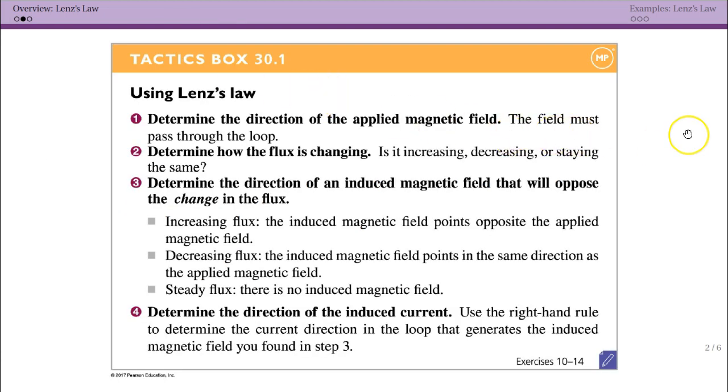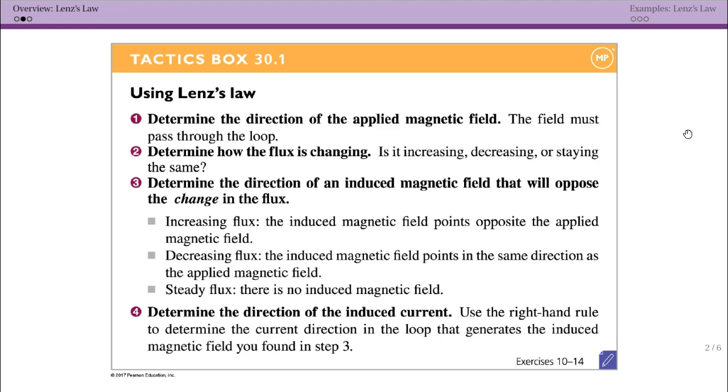So Lenz's law. First, I'm going to explain it, and then we're going to go through it. This is one of the most challenging concepts to get. There's really no math here. There's not a calculation with Lenz's law. So you should be ready to do this for the TBL quiz because it's purely conceptual. However, there are literally 4 steps to go through, and so it's a little confusing.